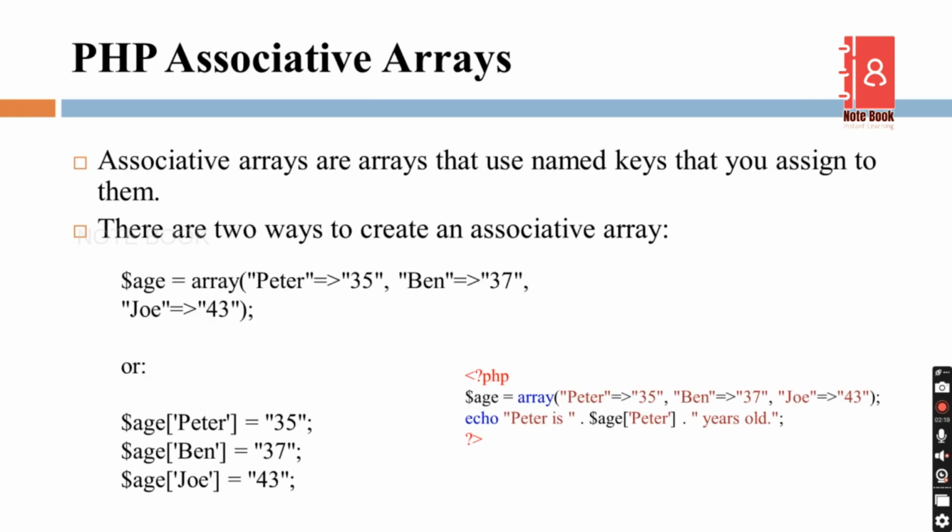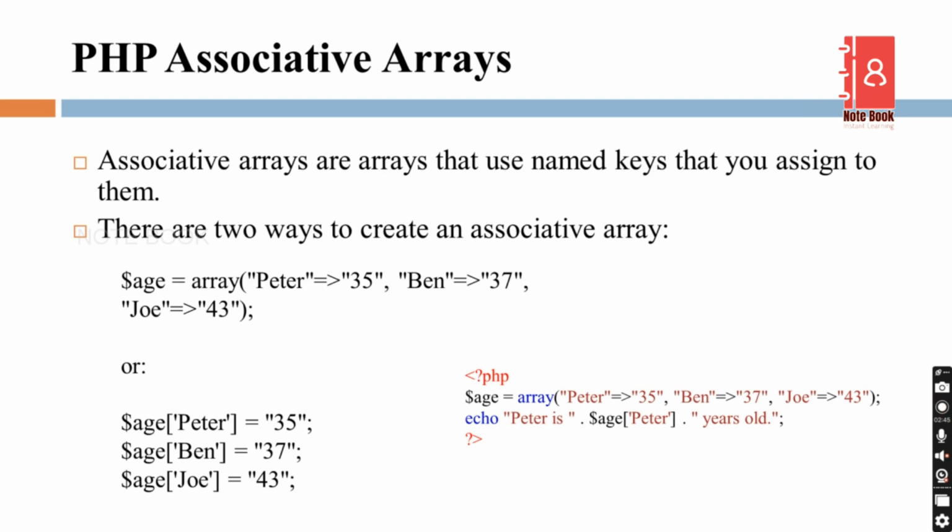So PHP associative arrays. Associative arrays are arrays that use named keys that you assign to them. There are 2 ways to create an associative array: $age = array("Peter"=>"35", "Ben"=>"37", "Joe"=>"43"); or $age['Peter'] = "35", $age['Ben'] = "37", and $age['Joe'] = "43". In these 2 ways, we can use associative arrays.